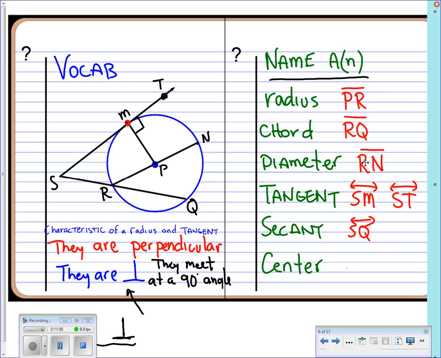Secant, SQ works, but I'm going to put a line above it. Secant can be a ray, a segment, or a line, but usually when we're using the word secant, we're talking about a line. If we're talking about something that meets a circle in two places, but it's more of a segment, that's a chord. Remember, a chord is a segment that touches the circle in two different places. The center, we would just simply write a dot with a P in it because it's the center of the circle, point P.